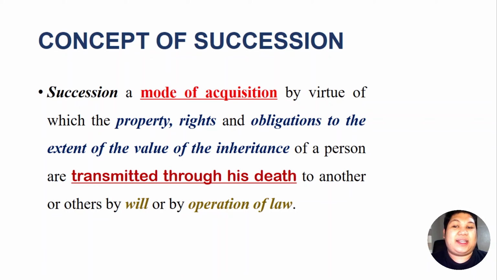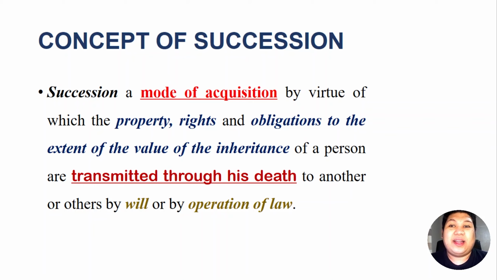By virtue of this succession, the property, either personal or real property, the rights, if there are rights, like a franchise, and obligations to the extent of the value of inheritance are transmitted. So in succession, it is not only the properties and the rights or the wealth being transmitted, but also the obligations, the remaining unpaid obligations of the deceased. The extent of the obligations that you could inherit from that deceased person is also limited to the extent of the value of inheritance.